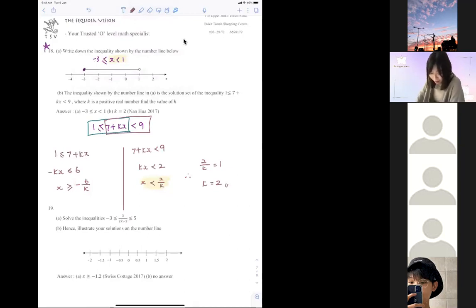You can try question 19. I believe you can do 19. And also the questions in front are pretty simple. So you can do it during your free time and let me know if you have any questions.